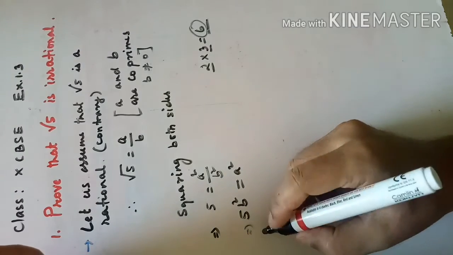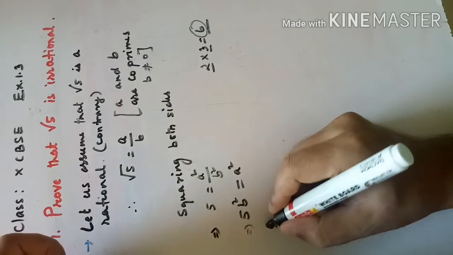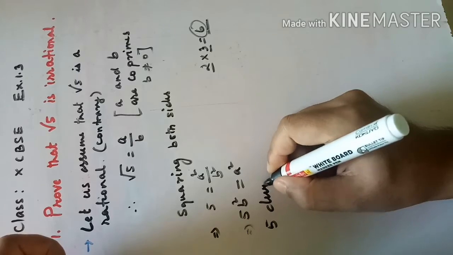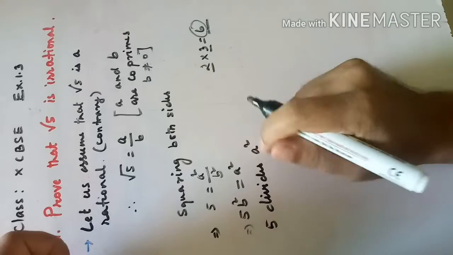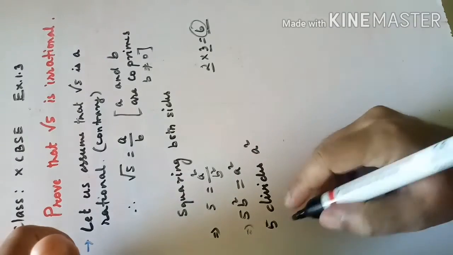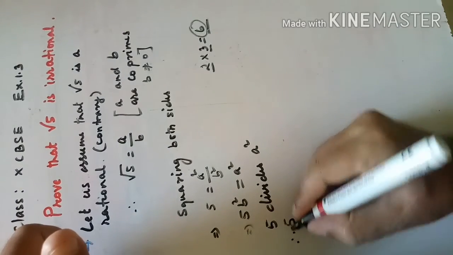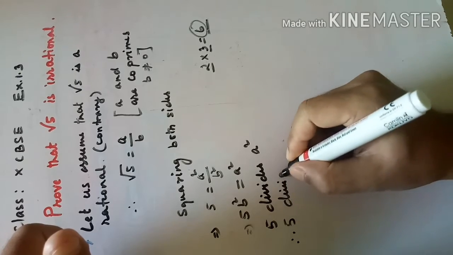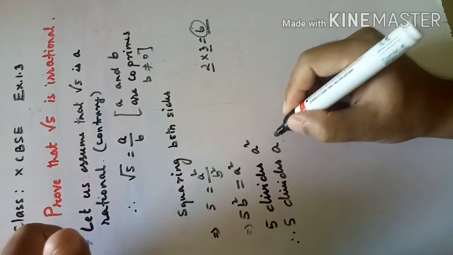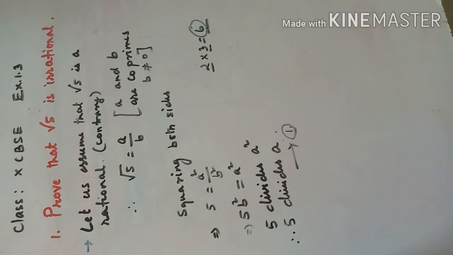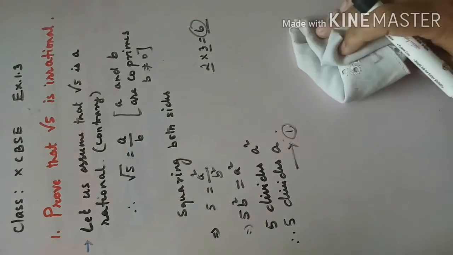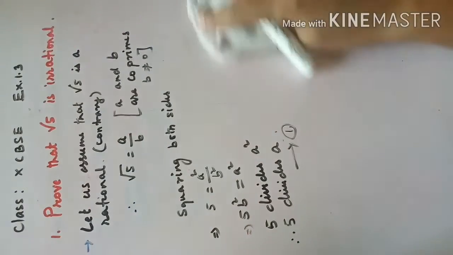Now you have to say here that 5 divides a square. What is the meaning? a square is divisible by 5. That means what will happen now? 5 divides a also. Make this equation number 1. So what we got now: a is divisible by 5, meaning 5 is a factor of a.